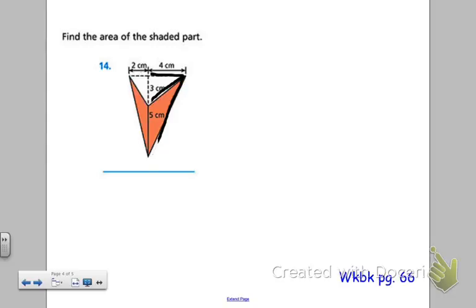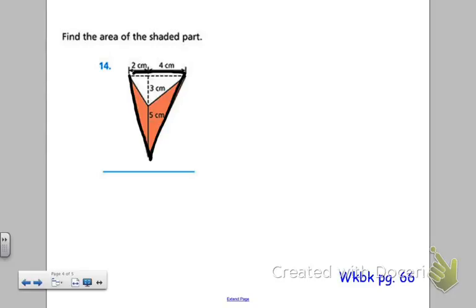Whenever you're being asked to find the area of a shaded part, I think it helps to find the area of the big shape first. In this case, I might find the area of the big triangle, and then I'll find the area of the smaller shape, and I can subtract out the smaller triangle and get the area of the shaded section. So I think it helps to use subtraction here.